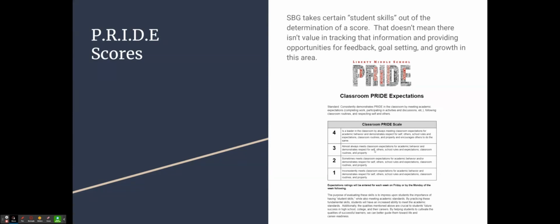And they demonstrate respect for self and others, the school rules and expectations. Are they following classroom routines and respecting property? So again, this is like, how are you behaving in class? This used to be known as like a participation score in the old traditional system. And it's still important to keep track of that because now we can set goals. If we're not meeting expectation, then we can document that and now set goals for growth.